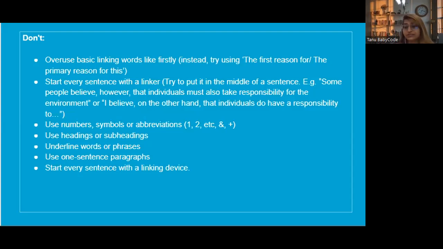Don't use numbers, symbols, and abbreviations. Don't use headings or any subheadings. Don't underline words or phrases. Don't use one-sentence paragraphs. Don't start every sentence with a linking device. Okay. So remember what the do's and don'ts are. Please, if you really want to score band 8 or higher, you need to follow these 8 steps.